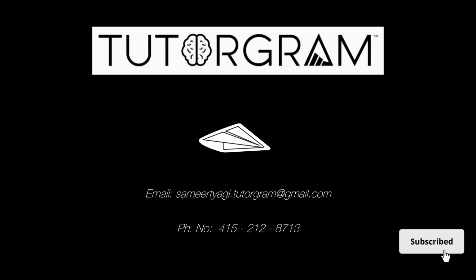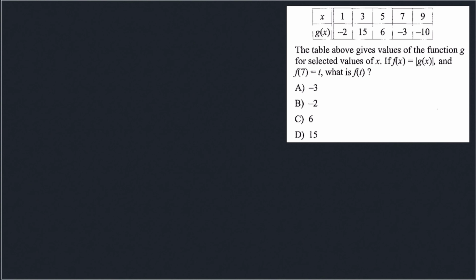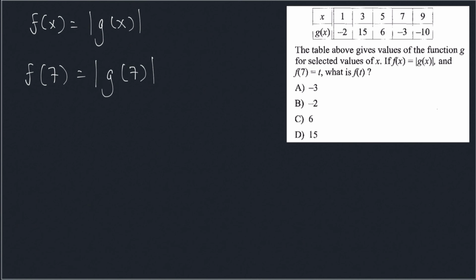Let's apply these concepts to a problem. They have provided me some data of x and g(x). There's another function f(x), which is absolute value of g(x). f(7) is equal to t, and they want me to find the value of f(t). I know that f(x) is absolute value of g(x). Therefore, I can easily find f(7) as absolute value of g(7).